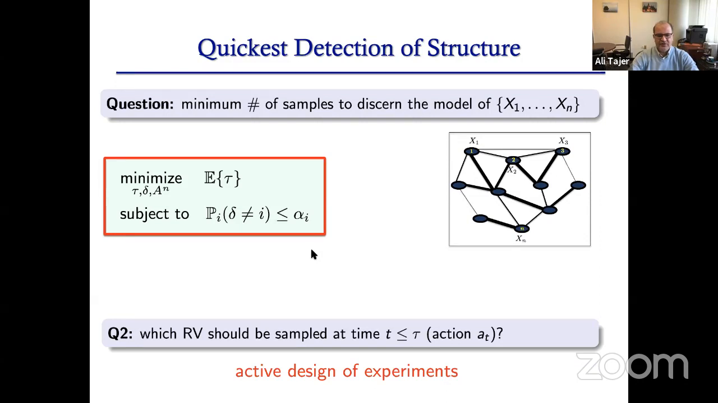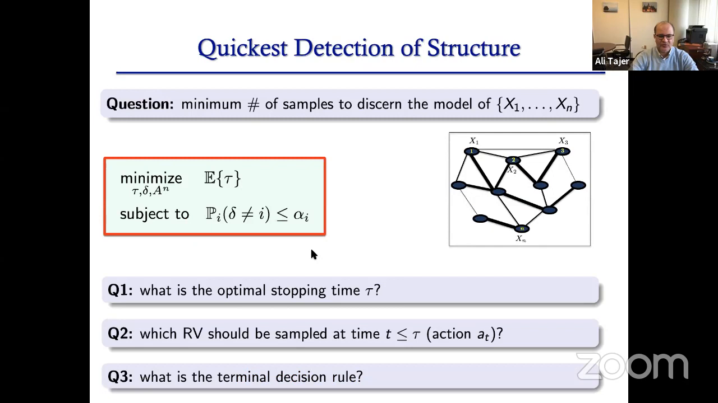All right. So what I want to mainly focus on is to show that the second question, that is how to design the sampling process over time, is actually a problem of active design of experiments. But before getting to that, let me just give you a glimpse of how we generally answer questions 1 and 3.